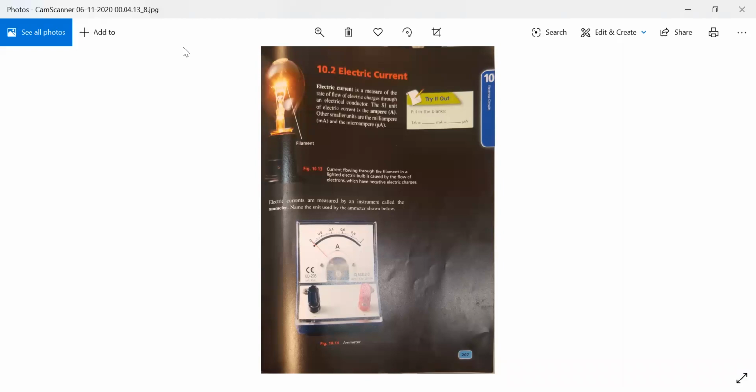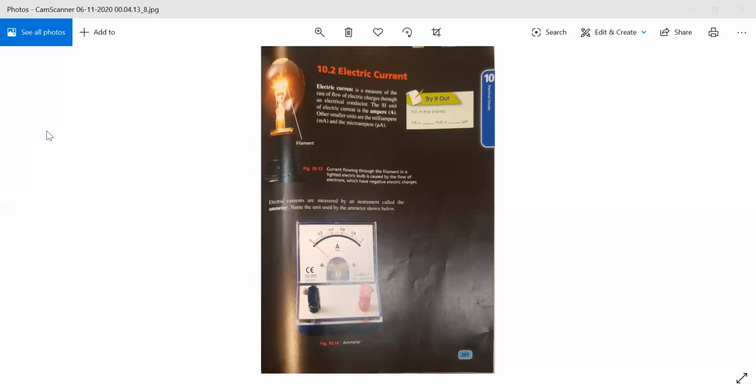So, page number 207. Electric current. Electric current is a measure of the rate of flow of electric charges through an electrical conductor. The SI unit of electric current is the ampere, A. Other smaller units are milliampere, mA, and microampere, µA. Electric currents are measured by an instrument called the ammeter. Name the unit used by the ammeter shown below.